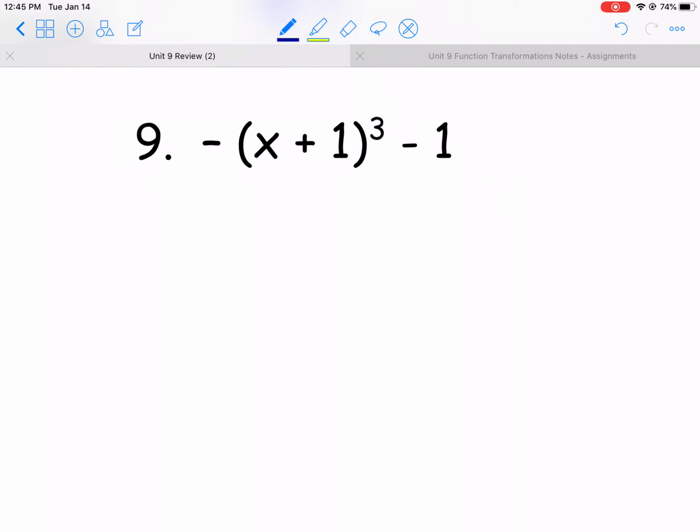Okay, number 9. Take a minute, look at your function page, and see if you can identify the parent function here.